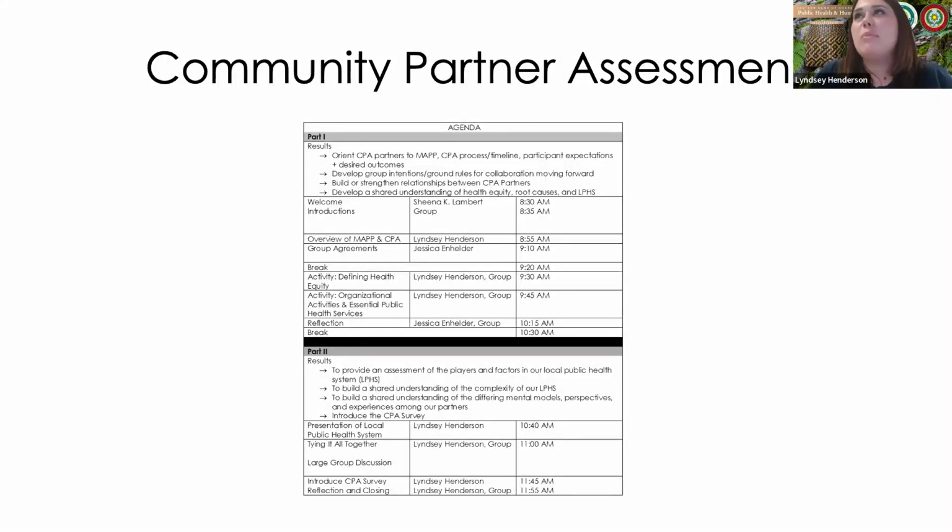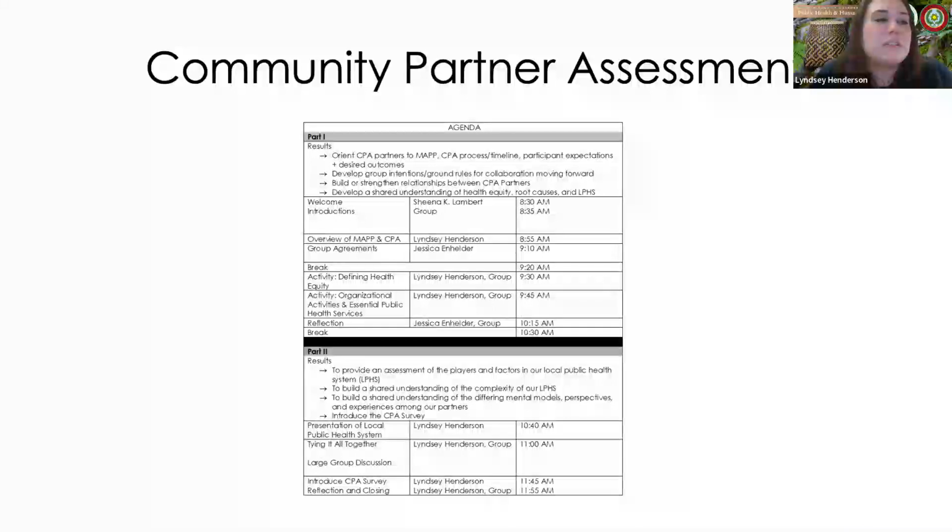So the community partner assessment was really fun for us. It was one of the first in-person meetings that we had after COVID. So it was a really great way for us to connect with each other in person again. I'll just talk a little bit about how we designed the partner assessment, some of the activities that we did, and kind of what we got out of this assessment.